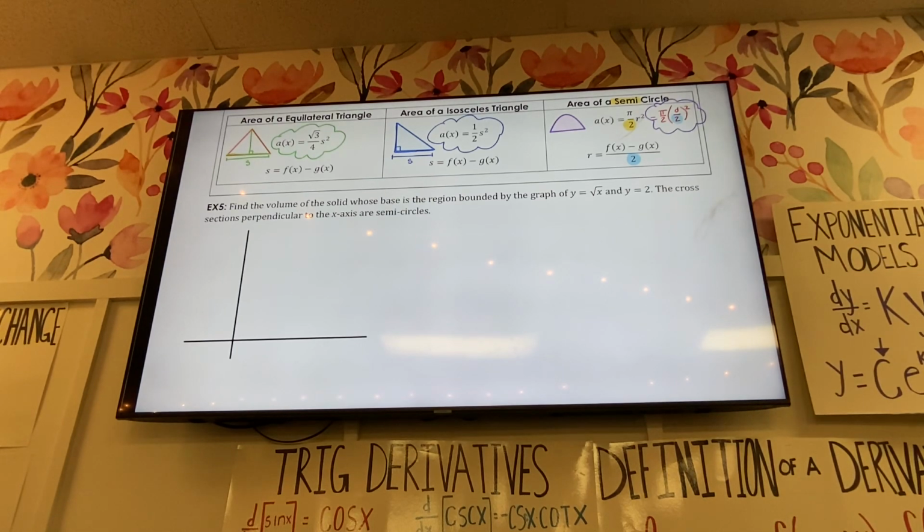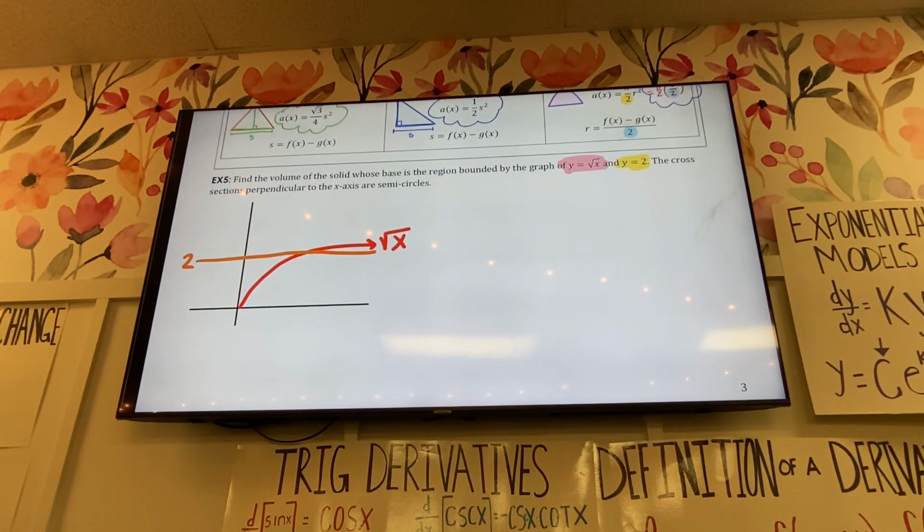So what does the square root of x look like? Kind of like this. Just a line. And what does y equals 2 look like? A line at 2. Vertical or horizontal? Horizontal. So I've got a horizontal line right here at 2. And so the region bounded is going to be this guy right here. All right, the region bounded by those 2 lines.